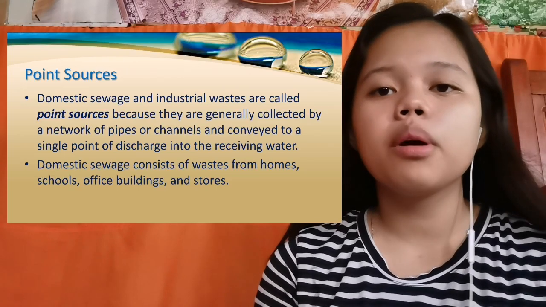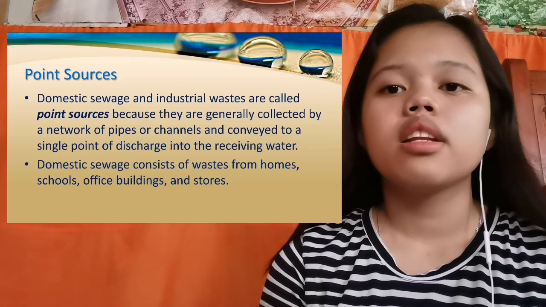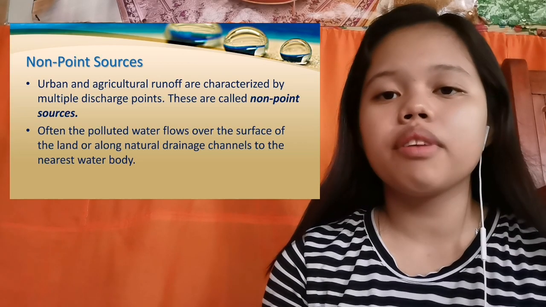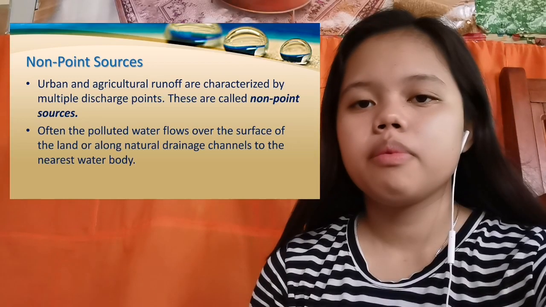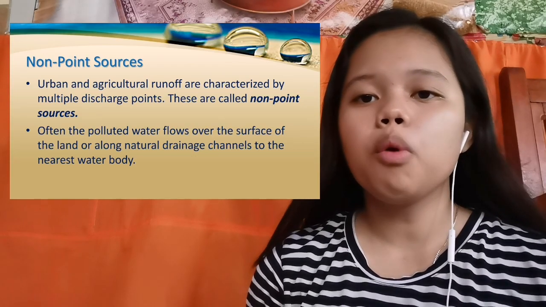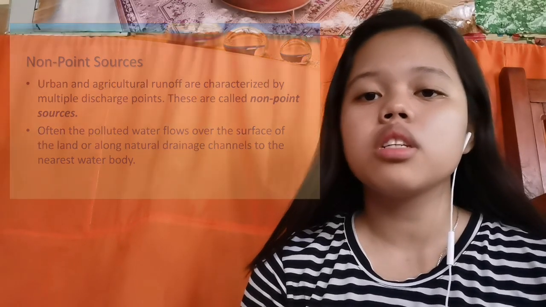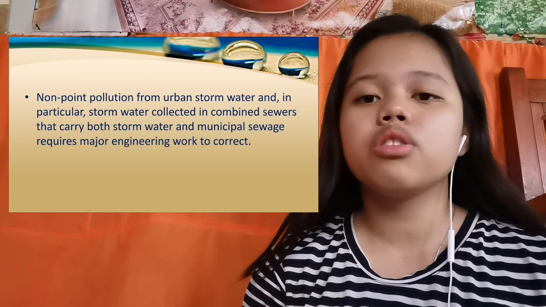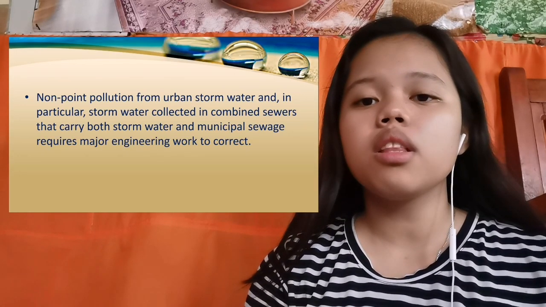Non-point sources. Urban and agricultural runoff are characterized by multiple discharge points. These are called non-point sources. Often the polluted water flows over the surface of the land or along natural drainage channels to the nearest water body. Non-point pollution from urban stormwater, and in particular stormwater collected in combined sewers that carry both stormwater and municipal sewage, requires major engineering work to correct. Much of the non-point source pollution occurs during rainstorms or spring snowmelt, resulting in large flow rates that make treatment even more difficult.